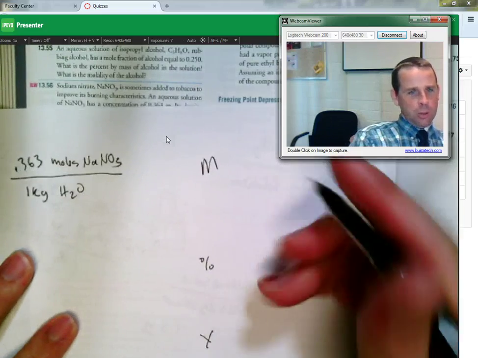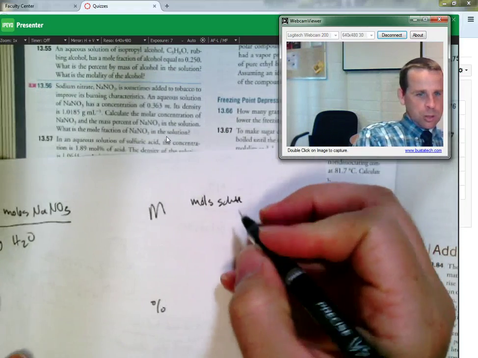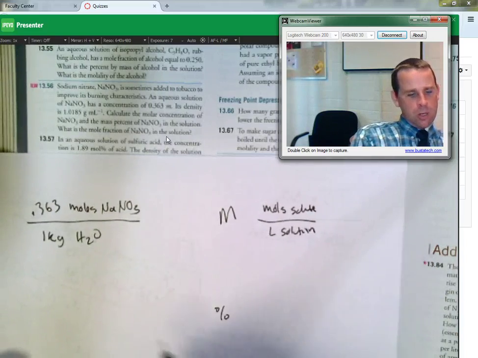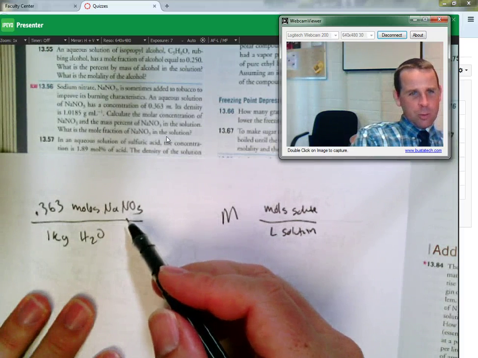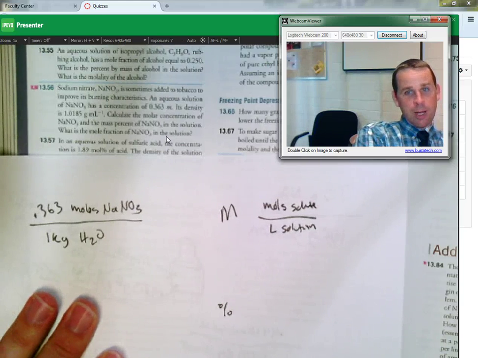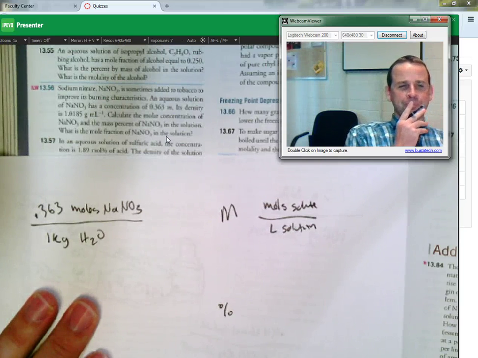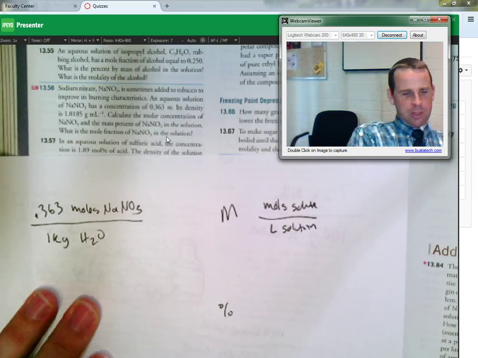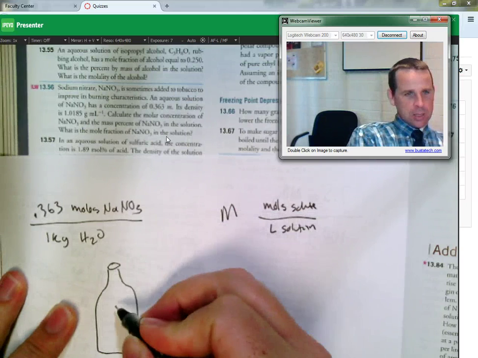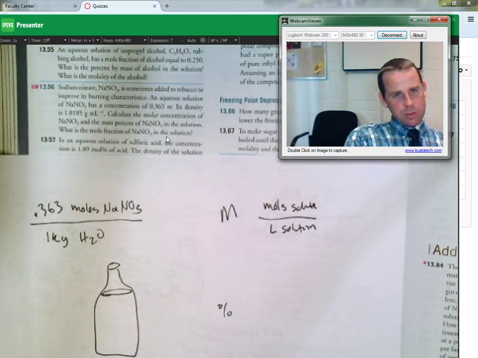Okay? Molar means moles of solute per liter of solution. All right? If I know that this is how many moles of sodium nitrate I have, and that's how many kilograms of water I have, that's molality, right? I can identify how many total grams of solution I have in my container, right? So again, draw a little container. In this container, again, I have a kilogram of water and that many moles of sodium nitrate.